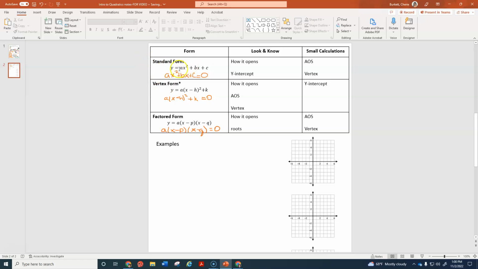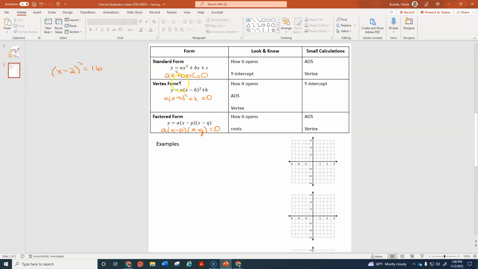Now, there are ways to see these quadratics that are not in any form whatsoever. For example, I might show you this quadratic: x minus 2 squared equals 16. See, that's not in any form. It's almost in vertex form, but it's not equal to 0, so it's not really considered standard form, vertex form, or factored form, but it's pretty close to vertex form.